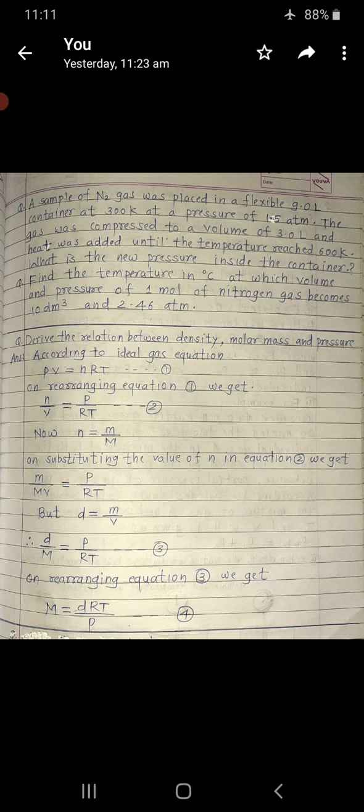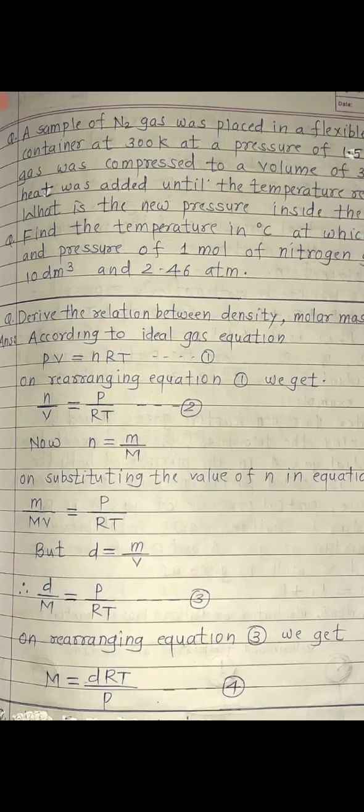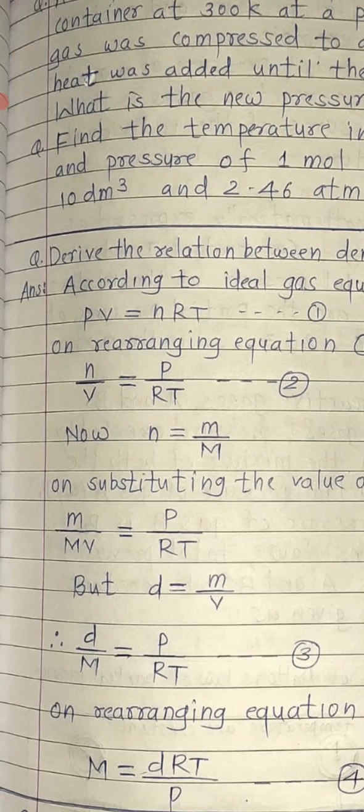But n is equal to m upon M. n means number of moles, and number of moles is equal to mass of gas, that is small m, divided by molar mass of gas, that is capital M. So, n is equal to m upon M. On substituting the value of n in equation 2, we get m upon MV is equal to P upon RT.